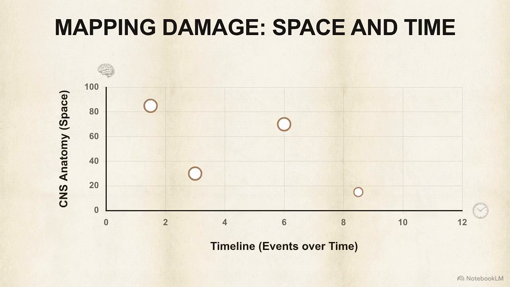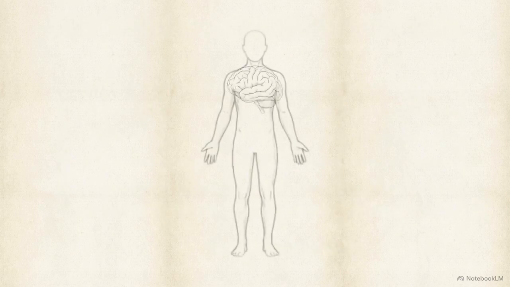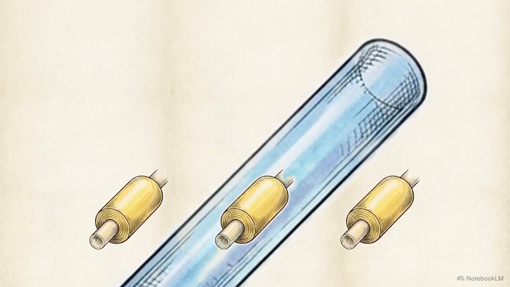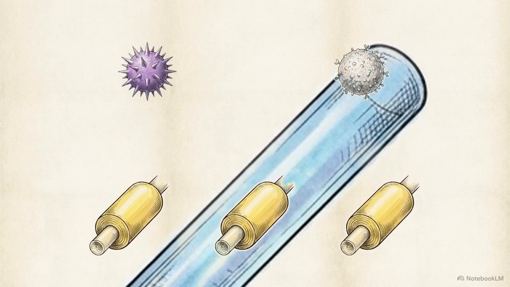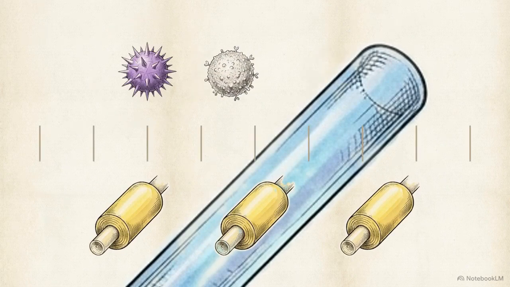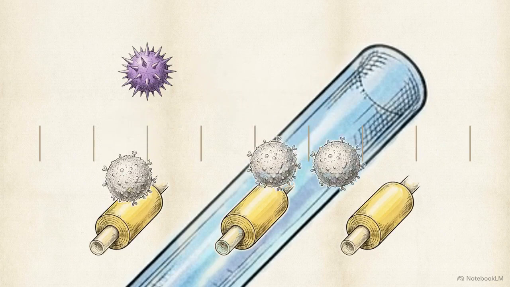in space and time. To understand the space dimension, we look at the wiring of the central nervous system. Your brain and spinal cord are packed with nerve cells, and the long fibers of these cells are wrapped in a fatty layer called the myelin sheath. Much like the rubber insulation around a copper wire, this sheath allows electrical signals to travel at high speeds. But in MS, the immune system incorrectly identifies that myelin insulation as a foreign threat, like the Epstein-Barr virus.